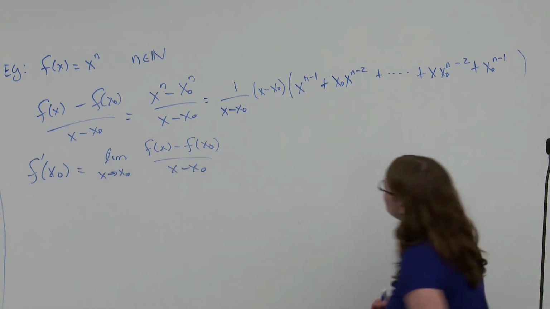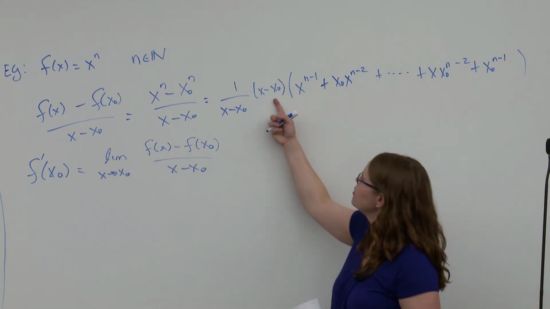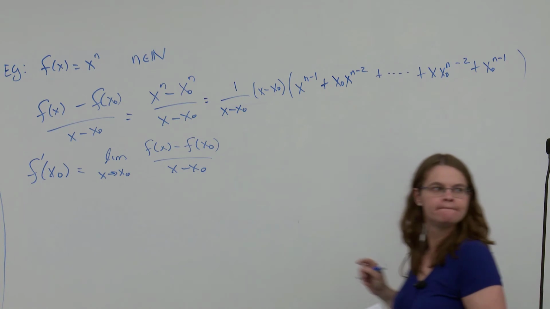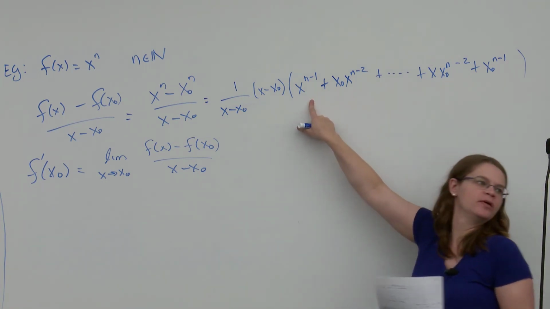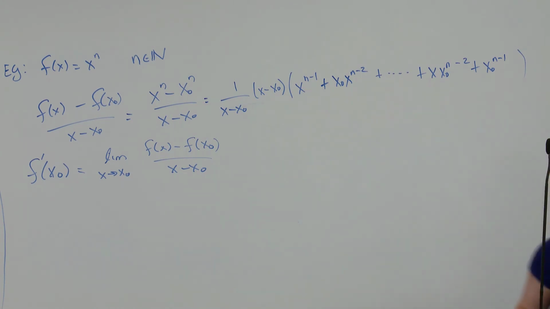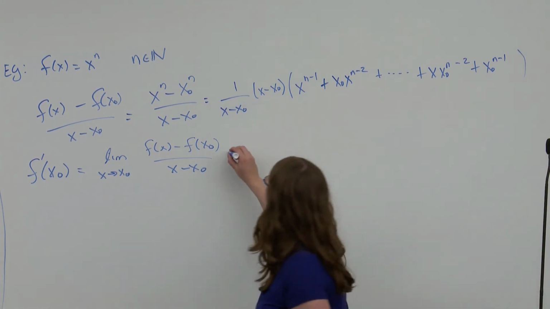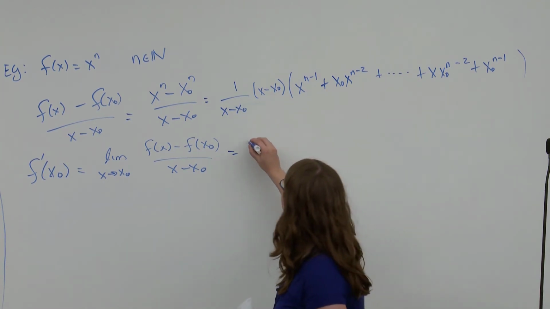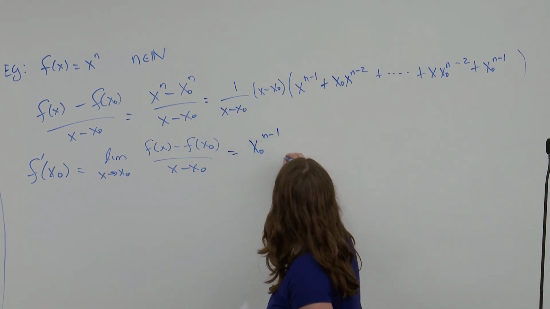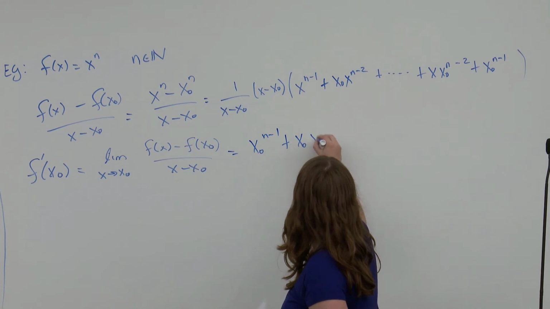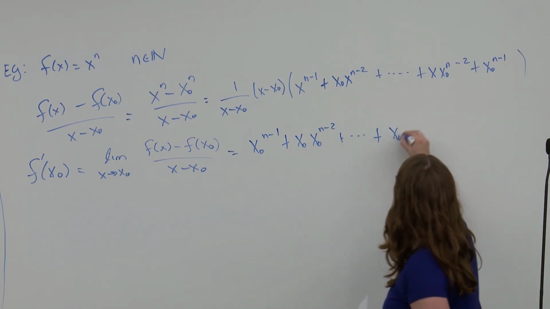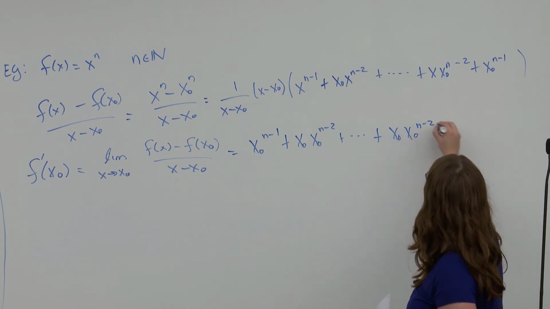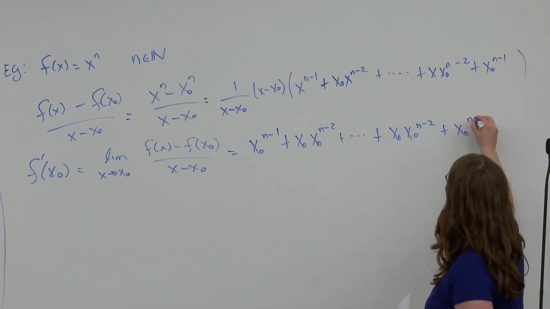OK, so what's going to happen? This and this cancel. All right, then all we've got here is a polynomial, right? It's a beautiful continuous object. And we know we're just going to be able to plug in the value of x naught. So what am I going to get? X naught to the n minus 1 plus x naught times x naught to the n minus 2, x naught times x naught to the n minus 2 plus x naught to the n minus 1.